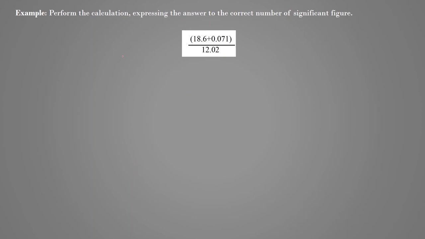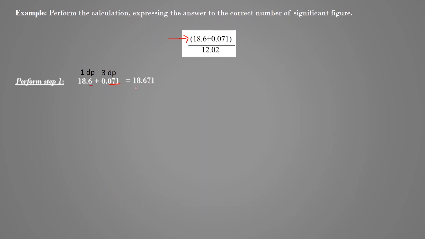Let's look at the example here. This example has both addition and division in the same problem, so it will be a multi-step problem. The first step that I'm going to do is adding these 2 numbers. When I add these 2 numbers, the first thing I will do is find how many decimal places I have in each of these measurements. So my first measurement has 1 decimal place, and the second has 3 decimal places. The next thing I will do is add these numbers on a calculator, and I have my answer.